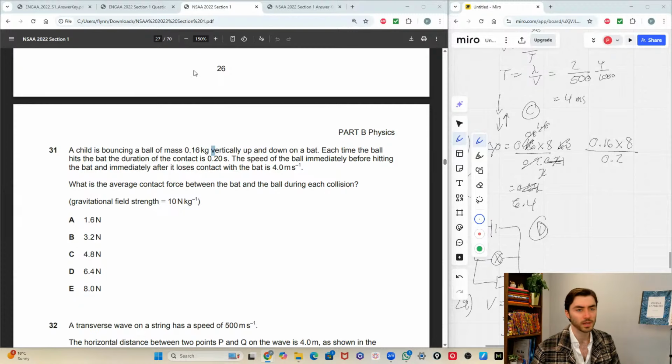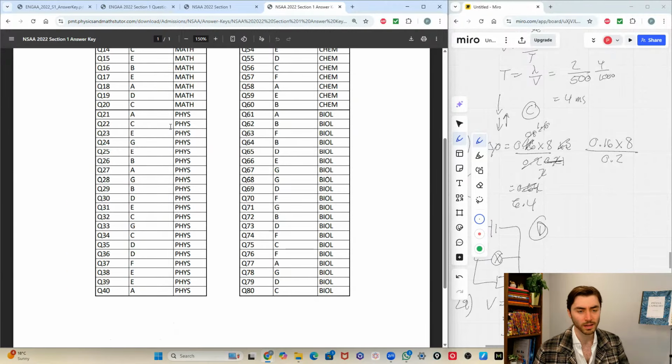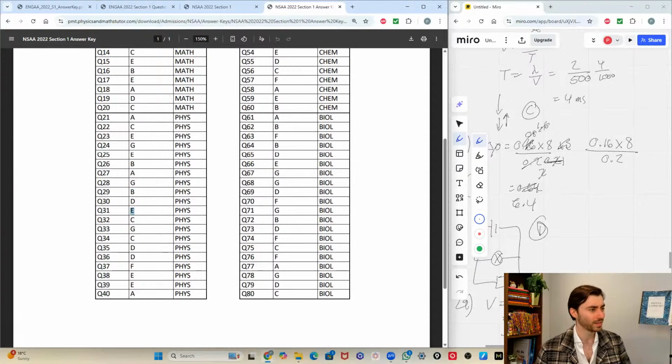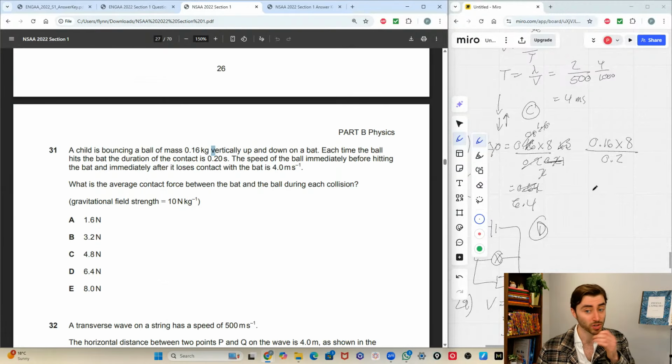No, they're saying 31 is D. Am I just looking at the wrong thing? Oh, they say the same thing I do. They say the official answer is E. I believe this is wrong. Ooh. I mean, I'll take the credit. I do believe I'm right on that, so I'm not going to claim that as a mistake. I'm sure that's correct.